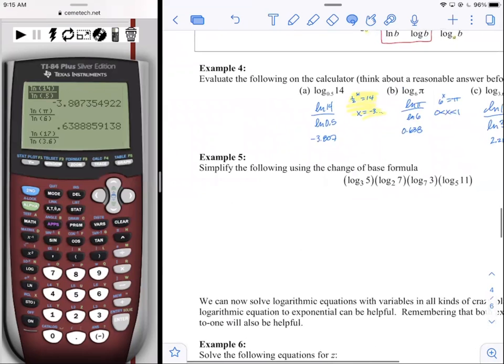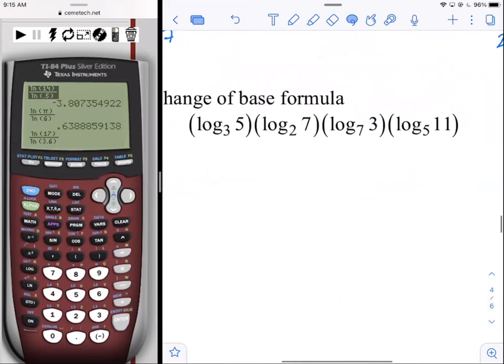All right, example 5. Simplify the following using the change of base formula. Okay, how many of y'all are getting excited about typing that into your calculator? Well, the prerequisite before we even go to the calculator, since it's base 3, 2, 7, and 5, which our calculator cannot handle directly, is to get the bases the same all the way across by using the formula that allows us to change the base, which is called the change of base formula.